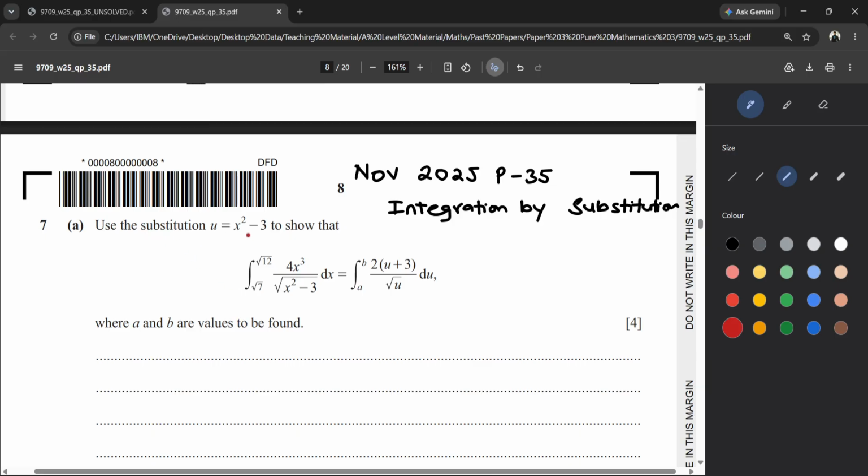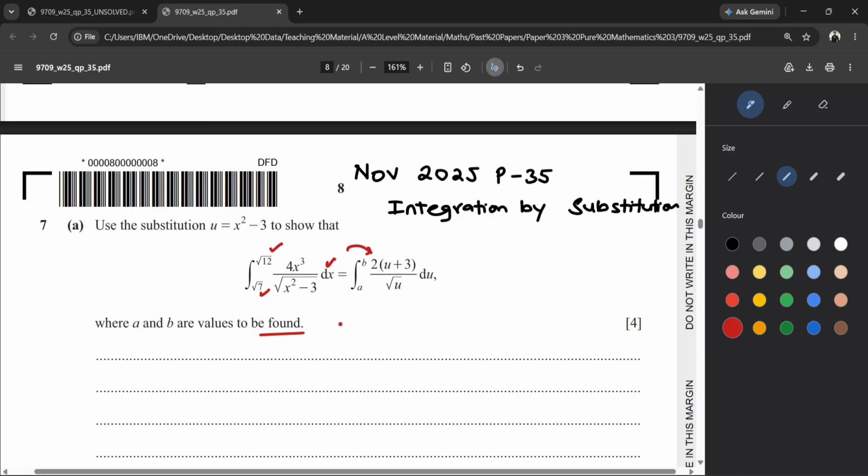Use the substitution u equals x squared minus 3 to show that the integral of 4x cubed divided by square root of x squared minus 3 with respect to x between the limits root 12 and root 7 is equal to this, where a and b are values to be found. If it says values to be found, that means in your final answer you must state what is a and what is b.